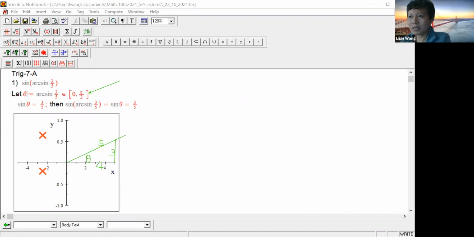Okay, so what will be the answer here? 3/5. You follow me? Okay, so this is the first method. This you may regard as a long method.